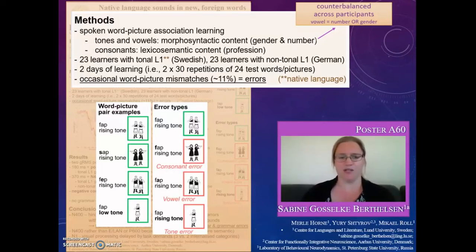So for the matches, we'd have the word farb, meaning several female boxers. If we then present the same word, but with a picture of several female flautists, we get an error across the consonant dimensions, a consonant error. If we present the same word with several male boxers, we get a vowel error, and if we present the same word with a single female boxer, we'd get a tone error. These types of errors we assumed would induce either morphosyntactic or lexical error processing, and that they would do more so in the tonal learners than in the non-tonal learners because of transfer.